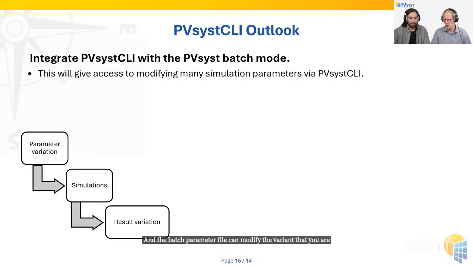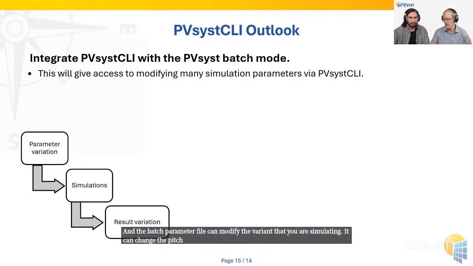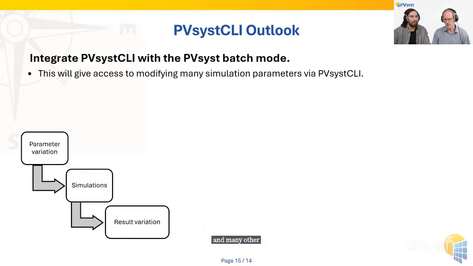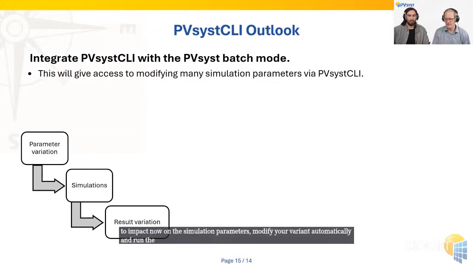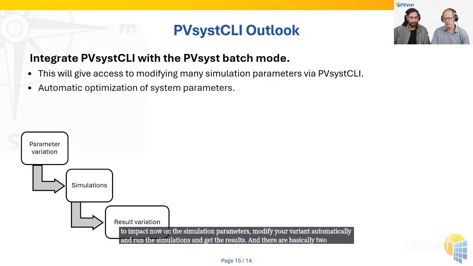It can change the pitch, the tilt, and many other parameters in the batch mode can be varied and manipulated. And this would allow you, in an automated workflow, to impact the simulation parameters, modify your variant automatically, run the simulation and get the results. And there are basically two use cases that you could imagine for that.